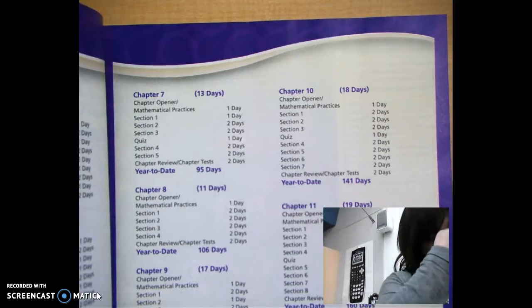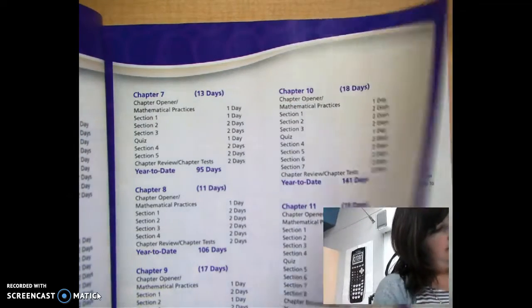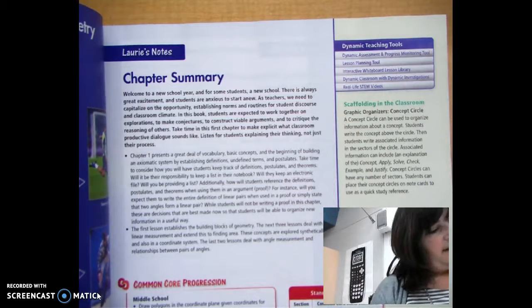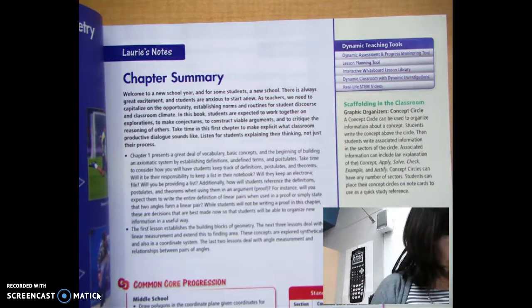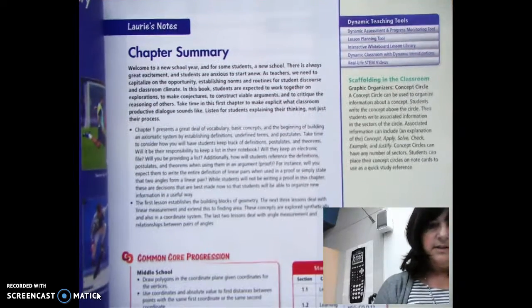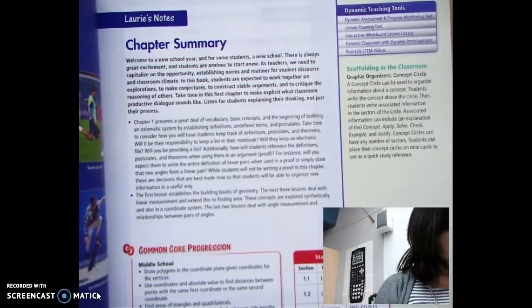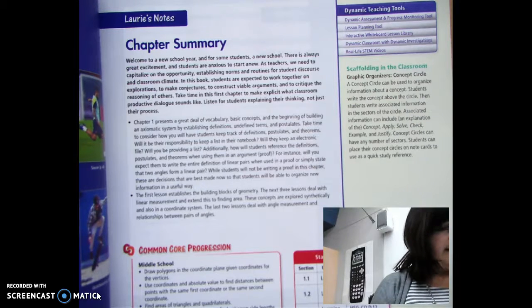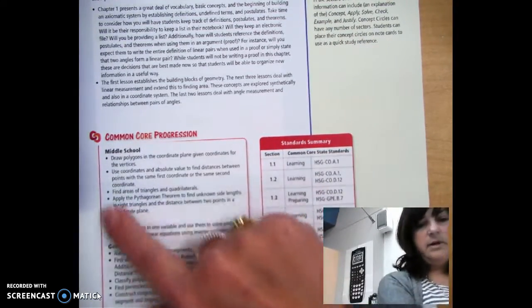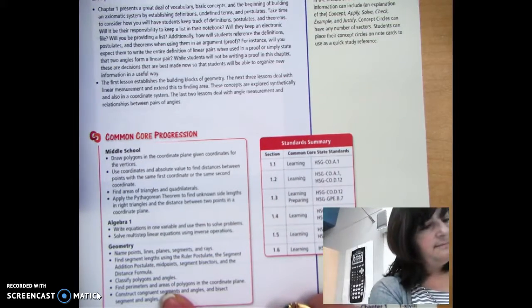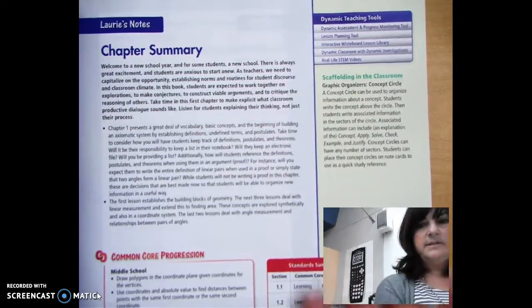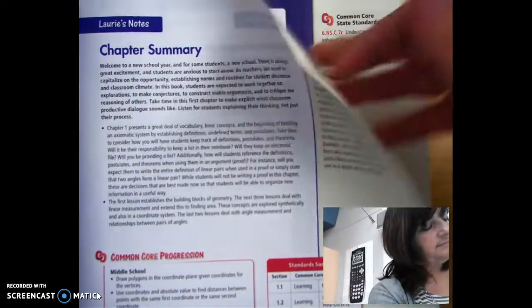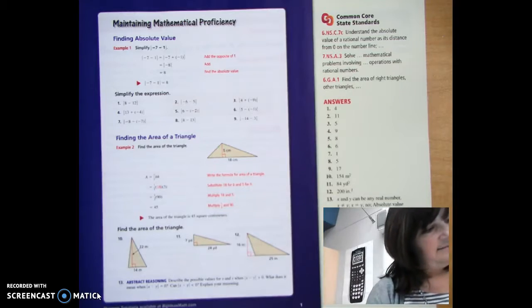Pacing guide. And then it looks like it has a note for the teacher. Okay. Talks about how this chapter plays out in terms of other things. Common Core progression, this is kind of a nice feature. Okay. Talks about some scaffolds, other resources. There was a chapter pacing guide.